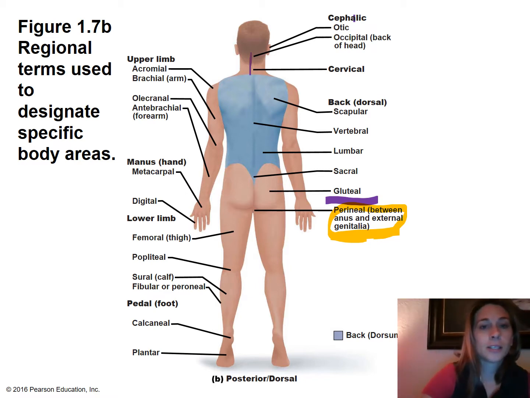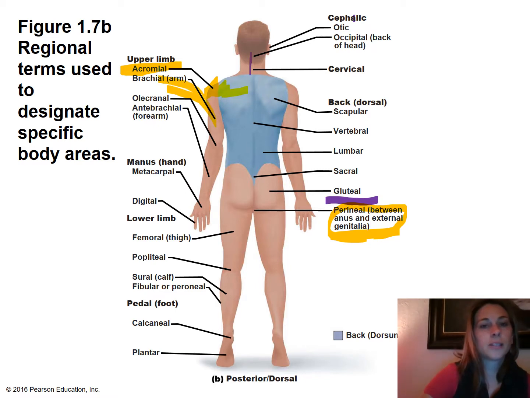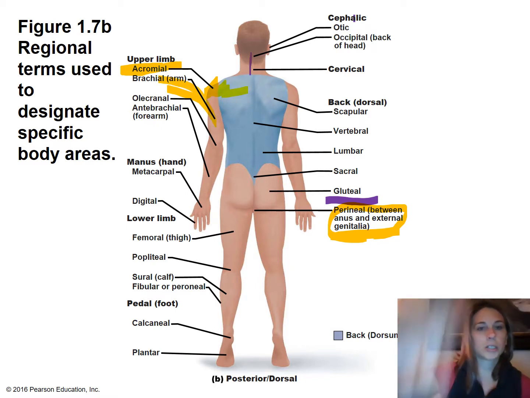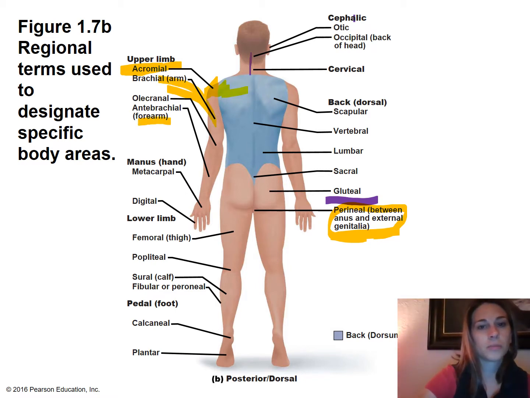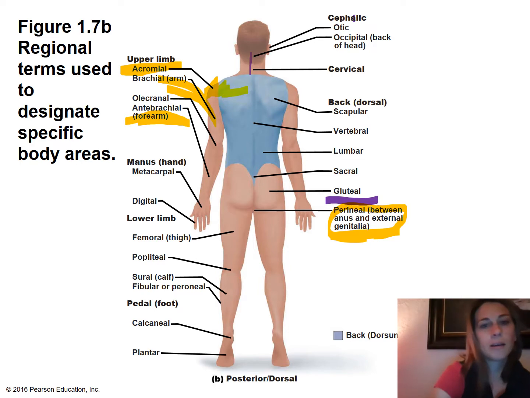All right, so let's go over here. Upper limb, again. Acromial, right up here, the attachment point of the acromion, part of your scapula. Brachial, the top part of the arm, as in brachiation. And then let's jump down here to the antebrachium, right? You have two different ways that your arms are going, so antebrachial.